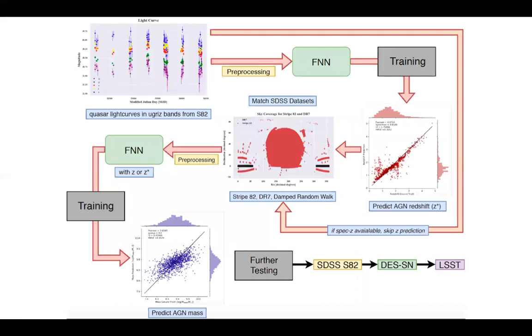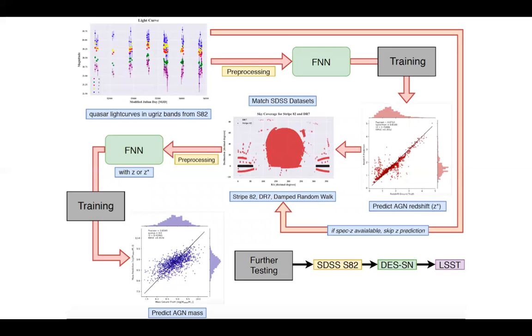Our AGNet pipeline is shown here with 2 possible routes in predicting supermassive black hole mass. In the case that spectroscopic redshift for an AGN candidate is not available, we start with quasar light curves in the UGRIS bands from Stripe 82, and we pre-process this data, notably computing the colors for our associated bands, because these are much more robust indicators of the AGN's underlying spectral energy distribution. We feed this into our feed-forward neural network and predict AGN redshift, which we denote here as Z star.